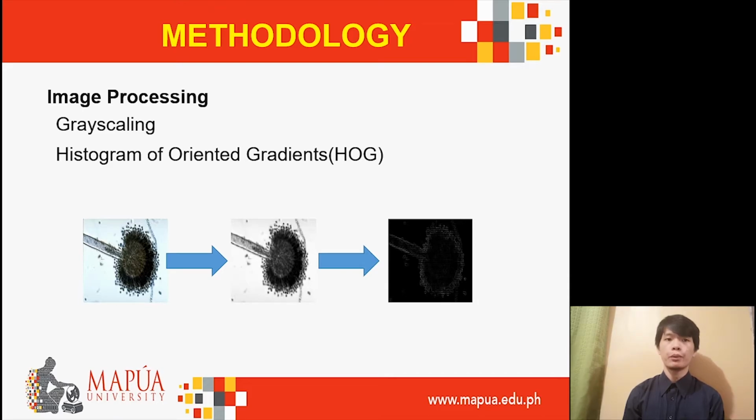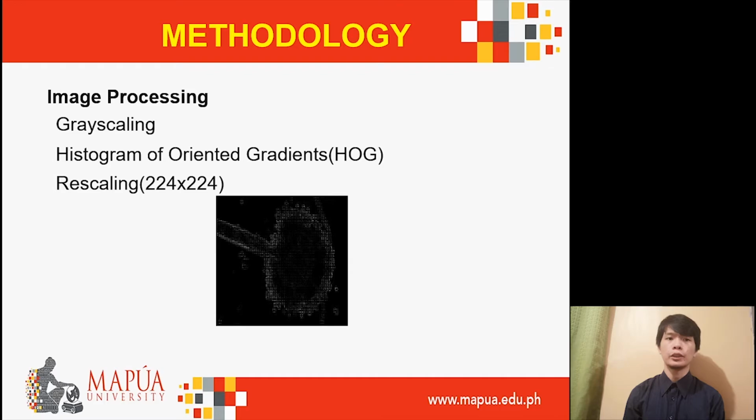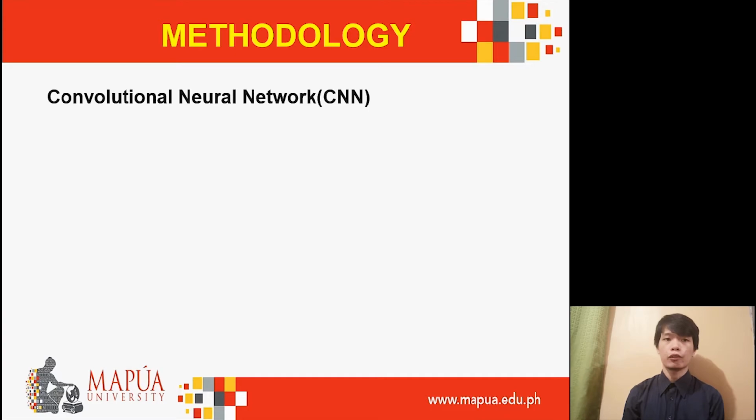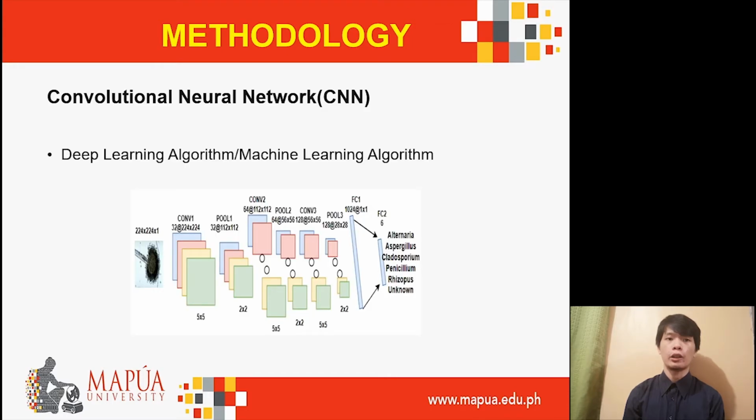Next method is histogram of oriented gradient, or HOG. It is one of the main topic of our study. We use HOG as a feature descriptor that encodes interesting information and removes unnecessary information. Next is image rescaling. It is used to change the dimension of the image to prepare it for the training. Next is convolutional neural network, or CNN, another core topic of the study. CNN is a deep learning or machine learning algorithm. It is used for image classification or recognition based on the learning pattern of the image.